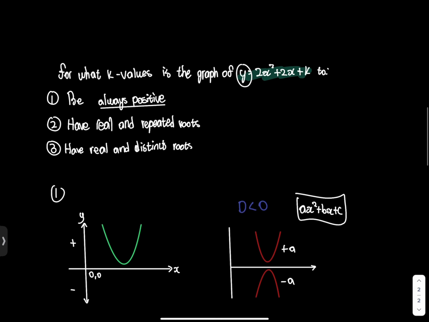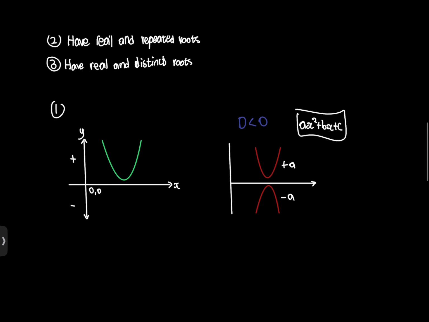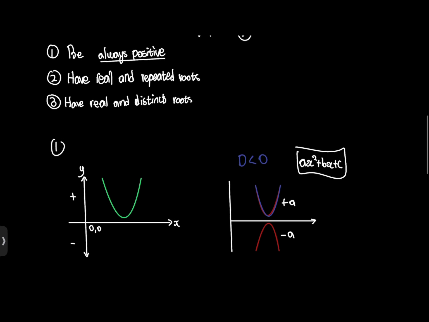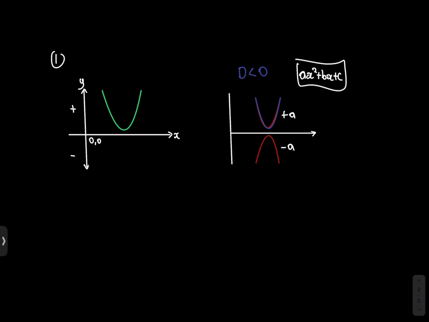If we look at the coefficient of x squared in this equation, what is it? It's 2. 2 is greater than 0, therefore 2 is positive. So the coefficient of x squared is positive. Therefore, our graph is going to look something like this guy here. So if we want it to be always positive, our discriminant needs to be less than 0, right? That makes sense. So we need to set our discriminant less than 0.